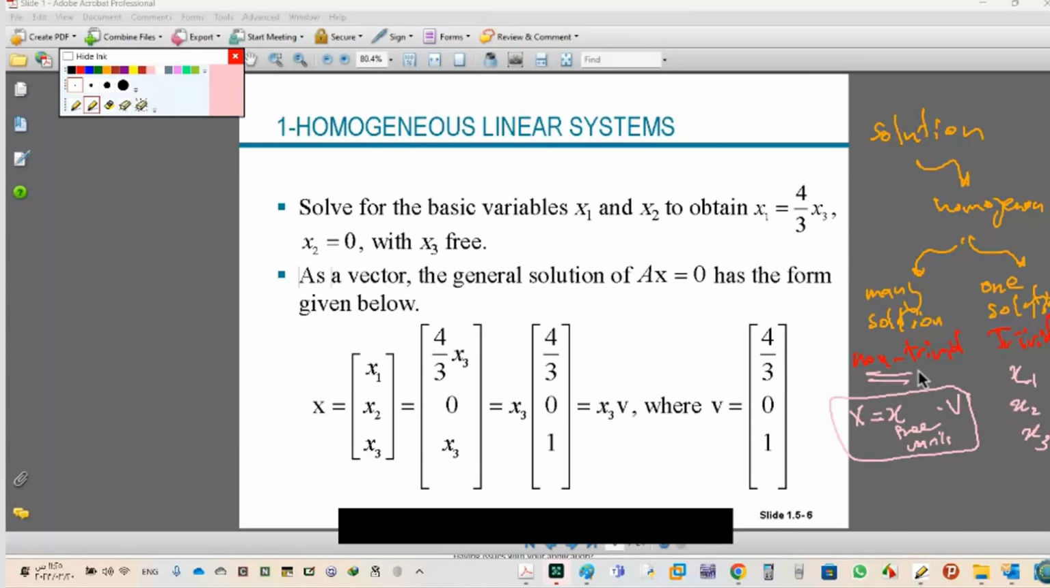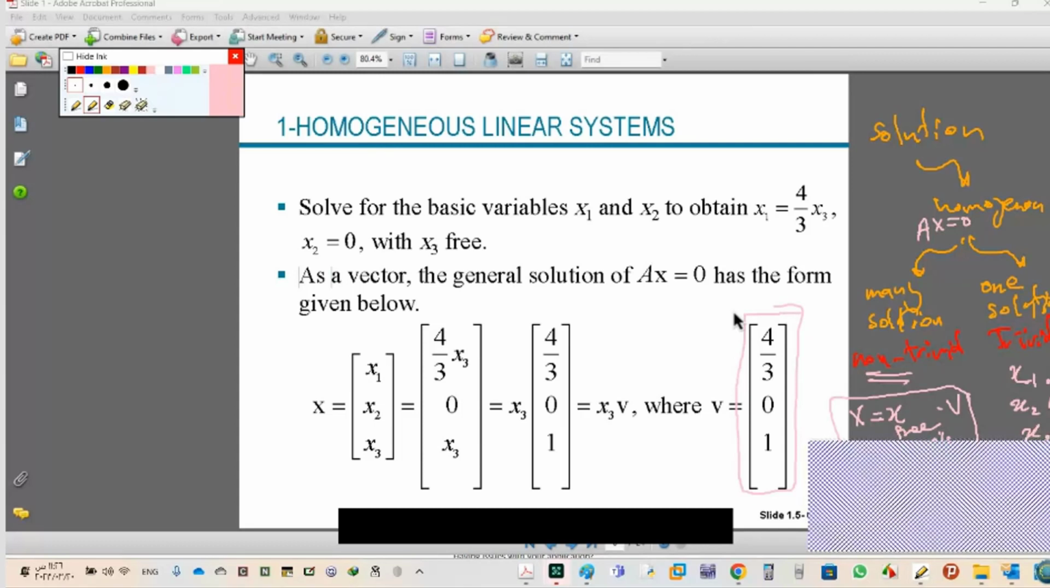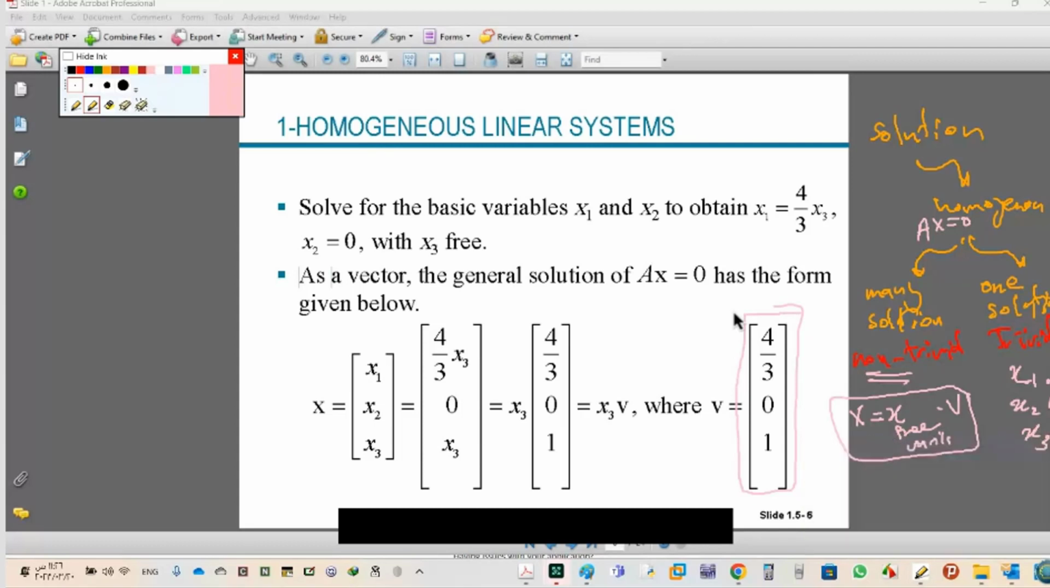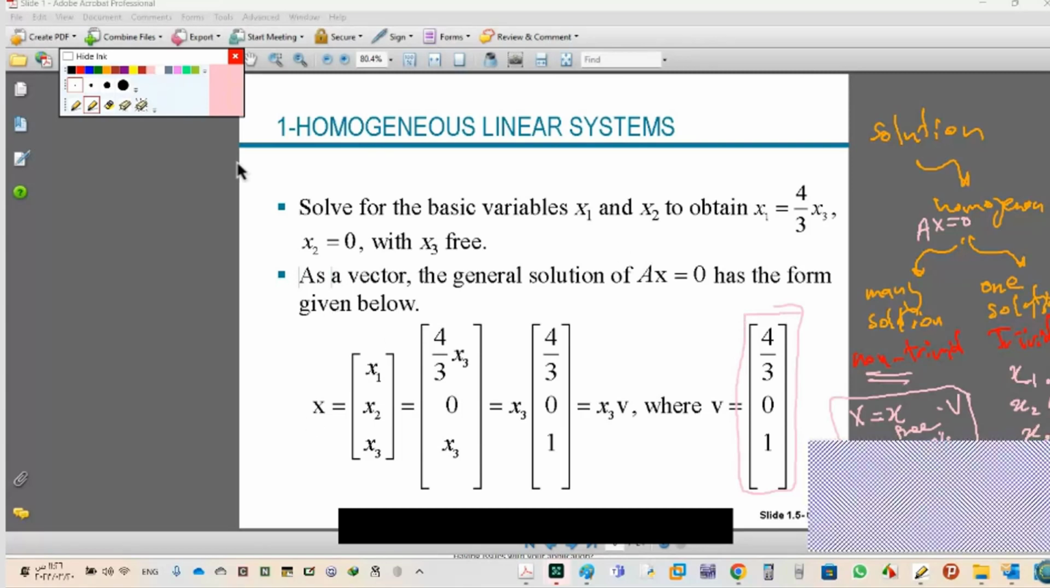So for the solution of homogeneous Ax equals 0, I will write it here, Ax equals 0. The answer is either one solution, so we have x1, x2, x3, finish. For many solutions, or we can say non-trivial, we can write the answer as x equals x free variable multiplied by v, and this is the v after solving the example. Clear or repeat? This now we can say is its conclusion for homogeneous. Should I repeat? Is it clear for you?